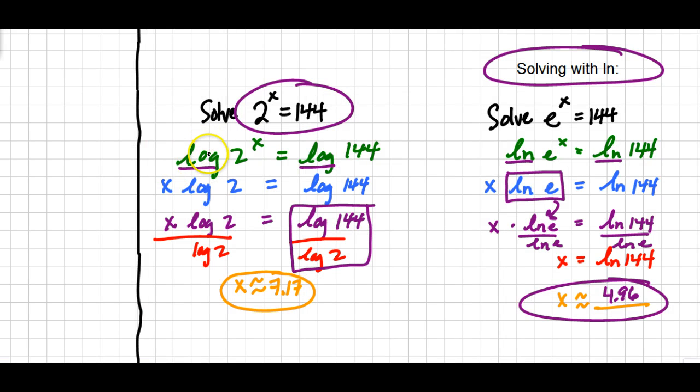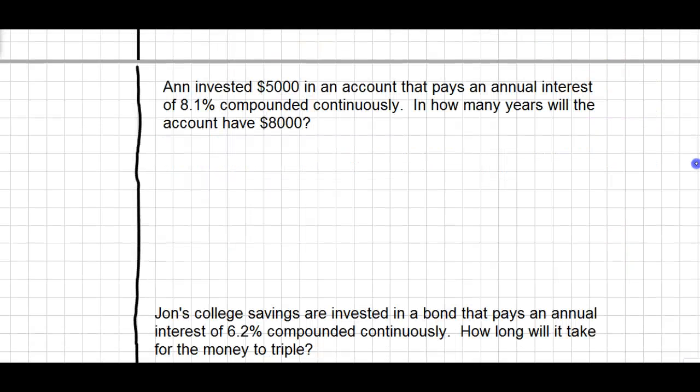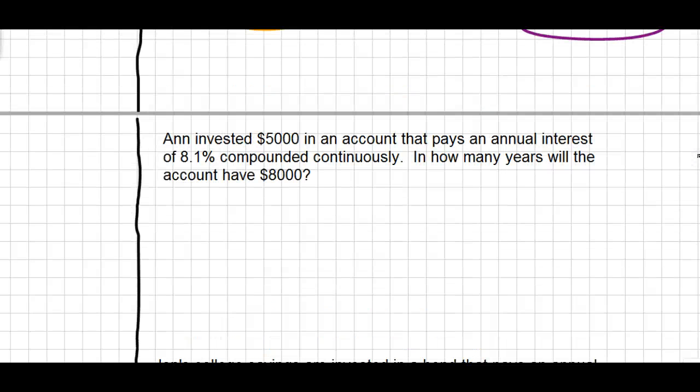Most of the time we use a log base 10 because that's a nice easy button to press on the calculator, but know that natural log is another option as well. Usually we only use a natural log when we have a base e in the problem. We're going to try some word problems next.